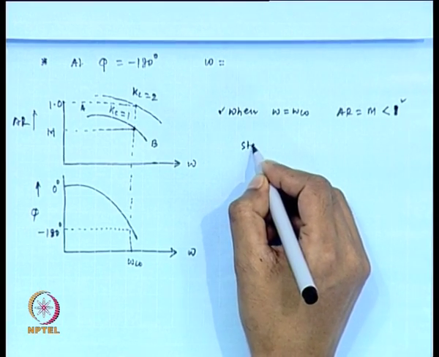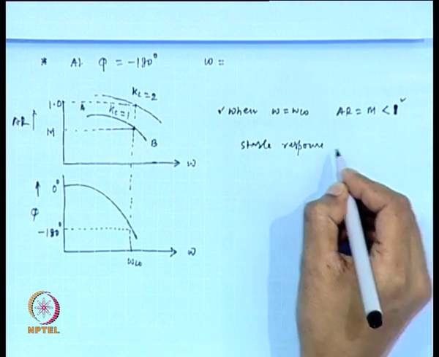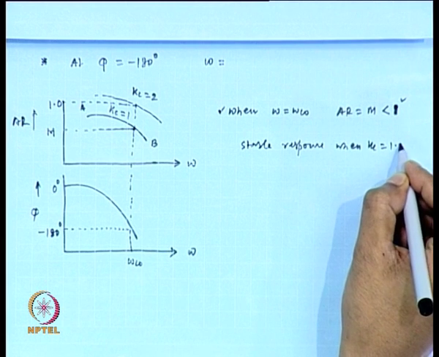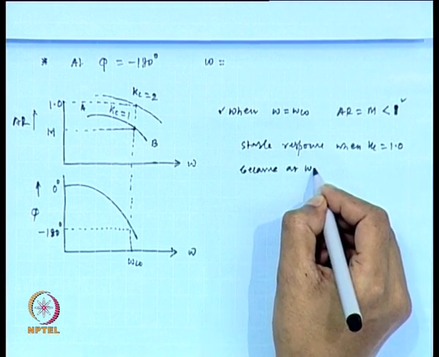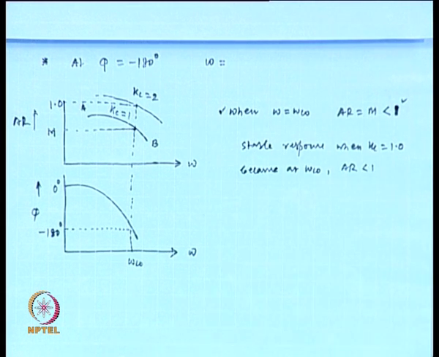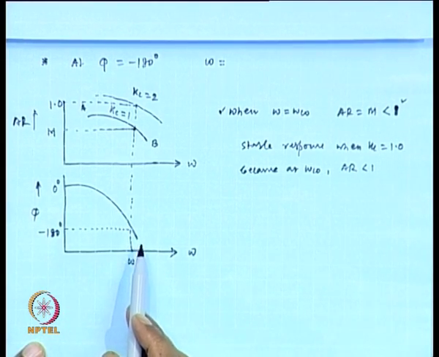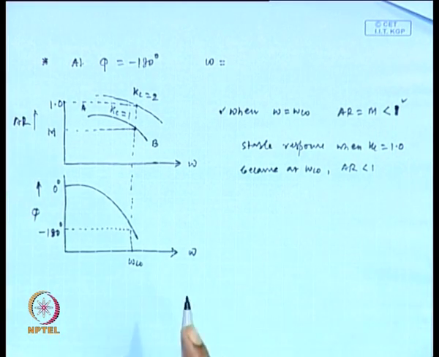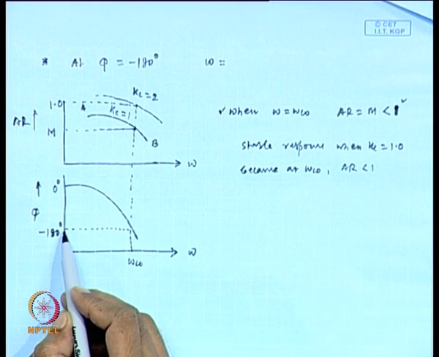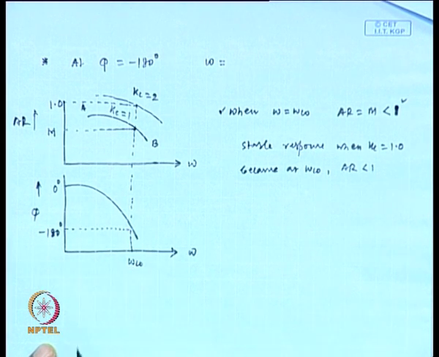So, we can say that the response is stable response when Kc equal to 1, because at crossover frequency amplitude ratio is less than 1. I am repeating again the steps. This is phi versus omega plot for this example system. Now, crossover frequency is the frequency which is obtained at phi equals minus 180. So, we consider phi equals minus 180, corresponding omega is crossover frequency.